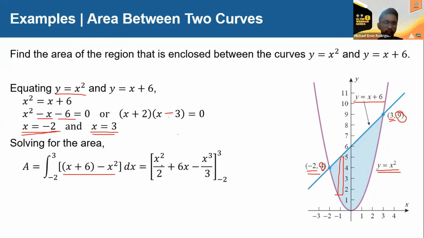That is x squared over 2 plus 6x minus x cubed over 3. Applying the limits, so our answer is 125 over 6.